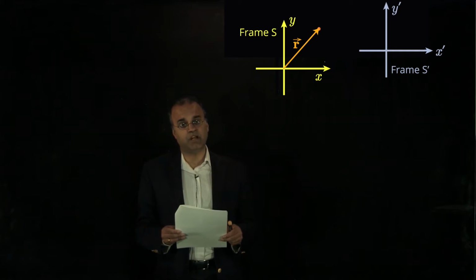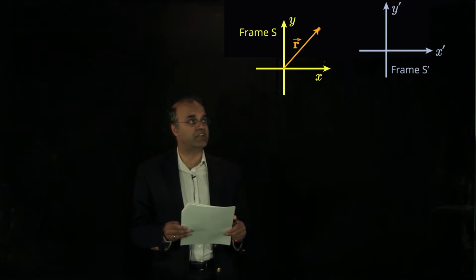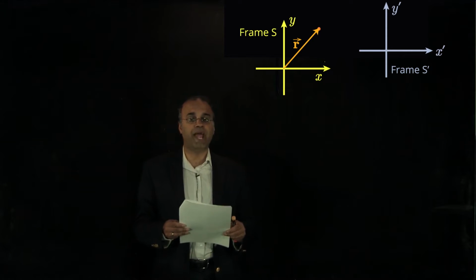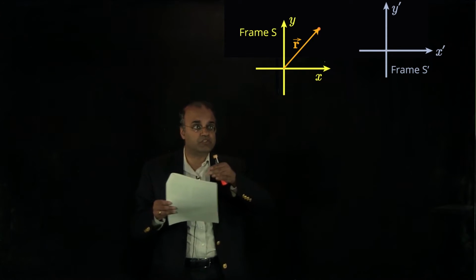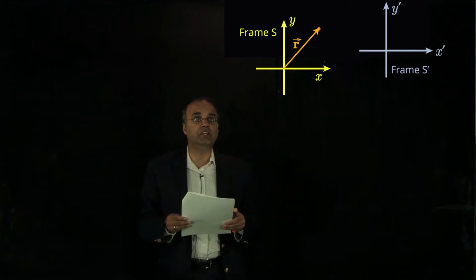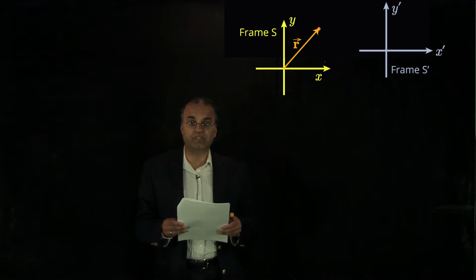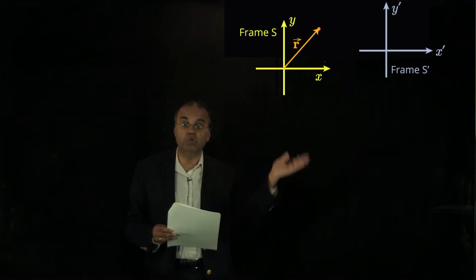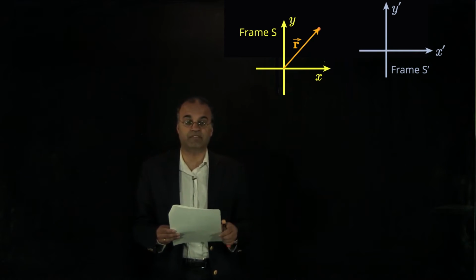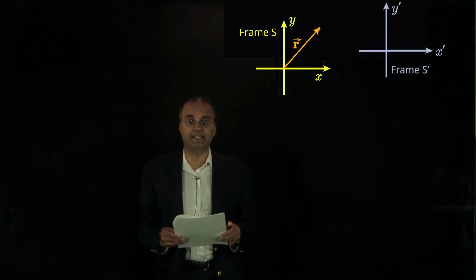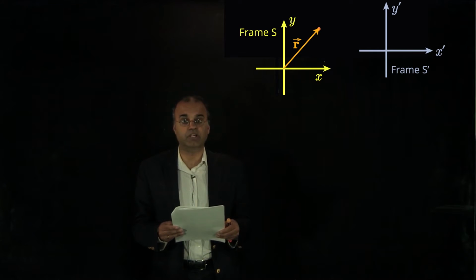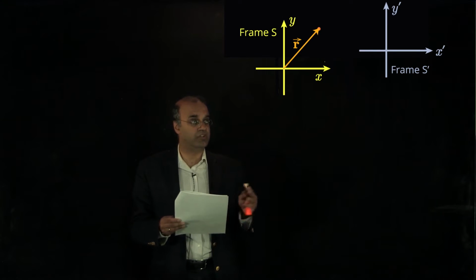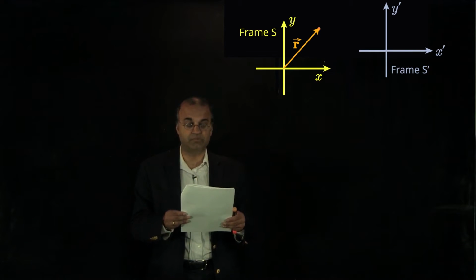In my example here, I'm going to assume that the coordinate axes in frame S prime are parallel to but displaced away from the coordinate axes in frame S. More generally, we could have the S prime coordinate axes rotated with respect to the frame S axes. That's a complication I'm not going to add now, but conceptually it's not really different. For simplicity, we'll stick to parallel axes in this example.